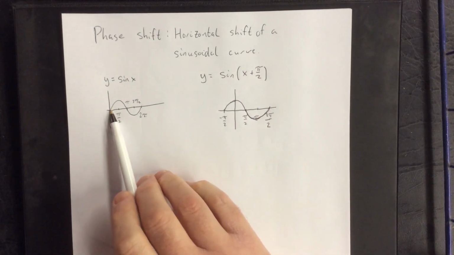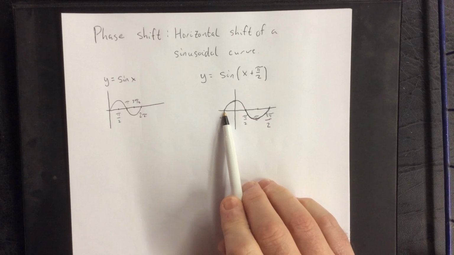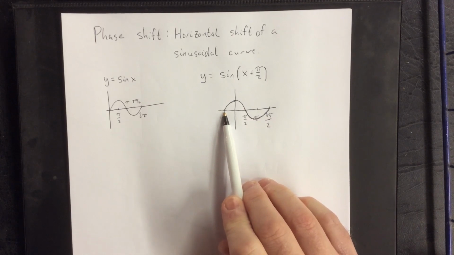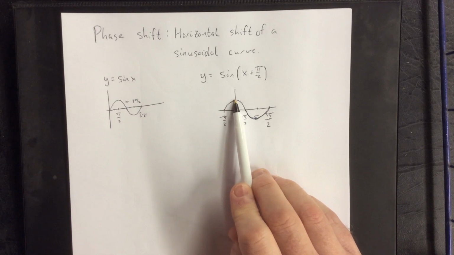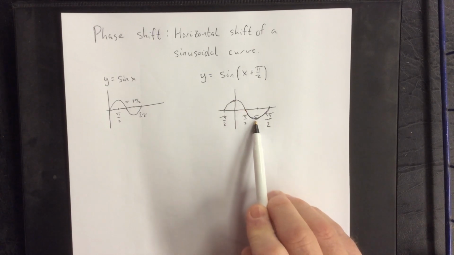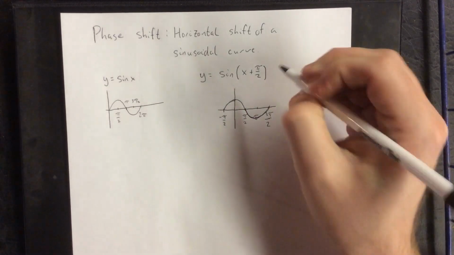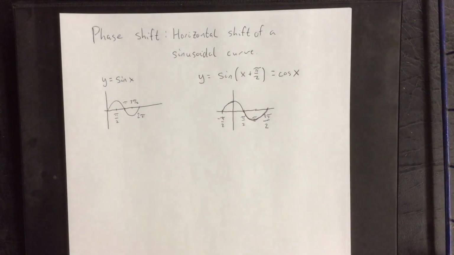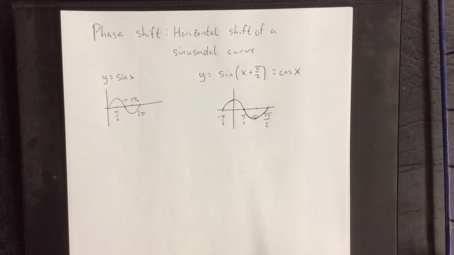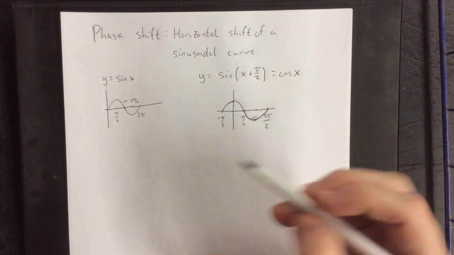So instead of starting at the origin, it would now start at negative pi over 2. However, you may notice that now at x equals 0, the value of the function is 1, then it goes down to the midline, then to a local minimum, then to the midline. Turns out that by using a phase shift, we were actually able to turn the sine function into the cosine function. Through the use of phase shifts, especially when it comes to graphs, we can find that there are lots of different ways that we can construct these sinusoidal curves.